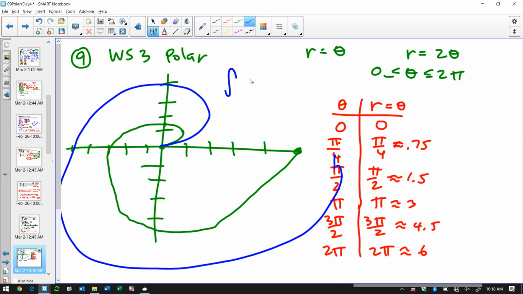So your answer is going to be, and I'll just give it to you guys here, 1/2 punch out to the blue minus punch out to the green from 0 to 2 pi. And I'll have this online for you guys. All right? Okay, good luck on your homework, guys. Number 10 is also a spiral. All right? And that'll help you guys to draw it.